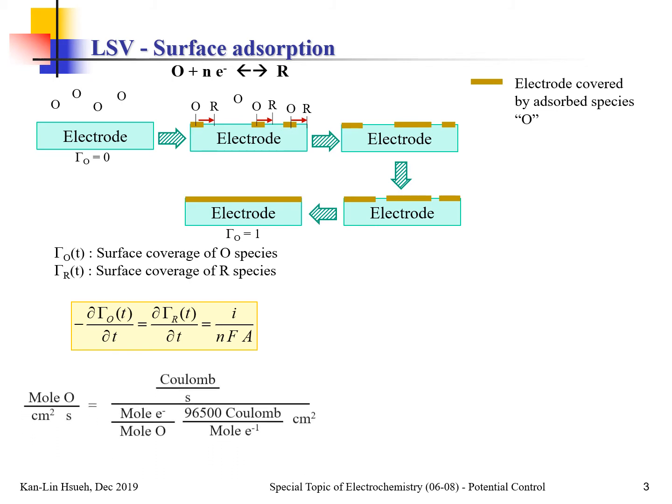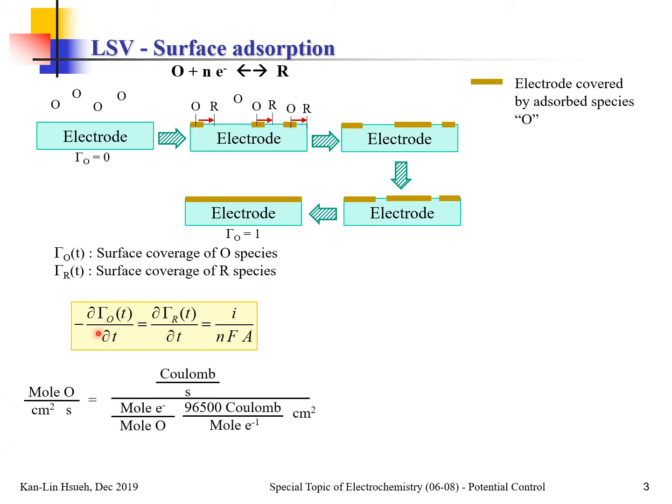From the unit balance, you can see the adsorption of the O species is moles of O per centimeter square, how the surface coverage changes per unit time, how much O on the surface is adsorbed or dissolved. This equals the current, which is coulomb per second, the amperage. And n is how many moles of electrons are needed per mole of O reactant, times the Faraday constant, coulomb per mole of electron, and then divided by the electrode area. So from here you can see the moles of electron will cancel out, the centimeter square is put over here, and the coulomb is cancelled out. So you end up with moles of O per centimeter square per second here.